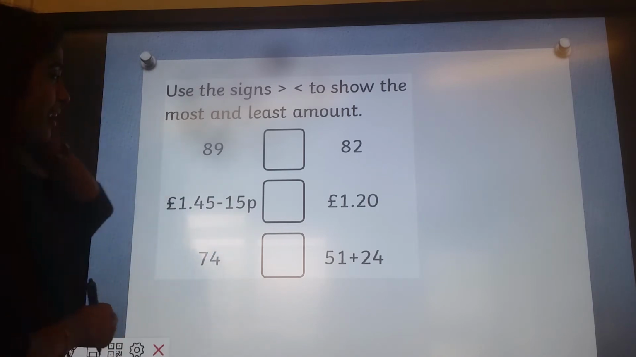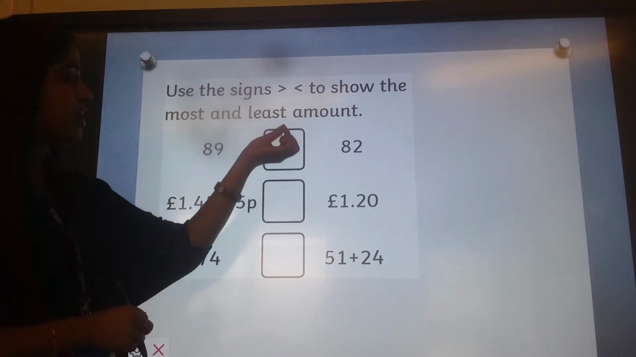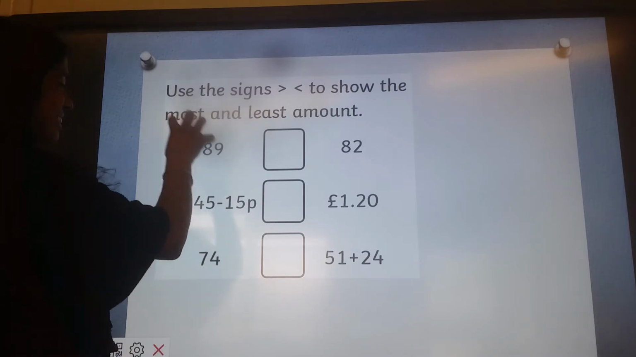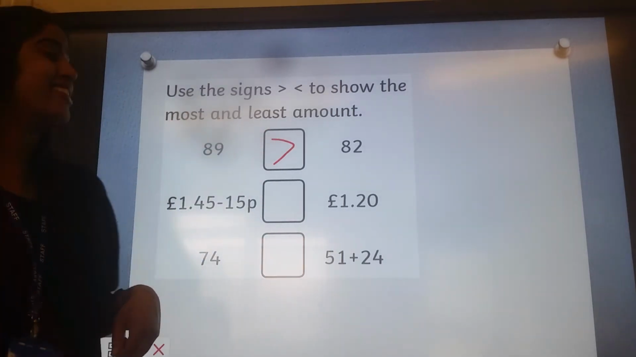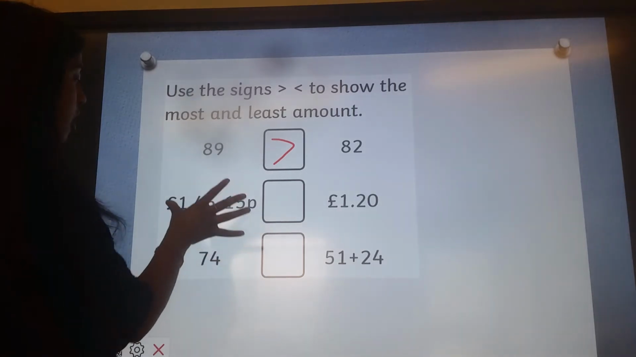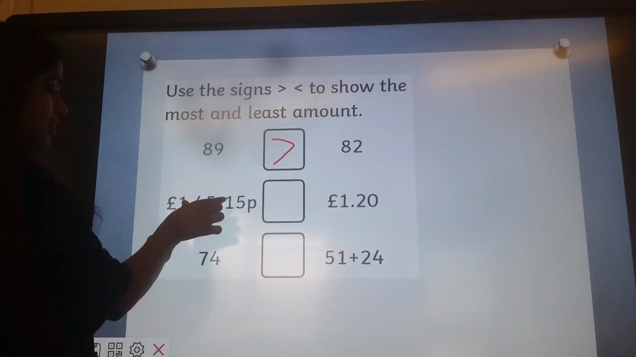Are we ready? Let's have a look. So I've got 89 and 82. So I know that 89 is the larger number, so the crocodile mouth has to be facing the 89. For the next question, I'm going to firstly calculate the answer to this first.